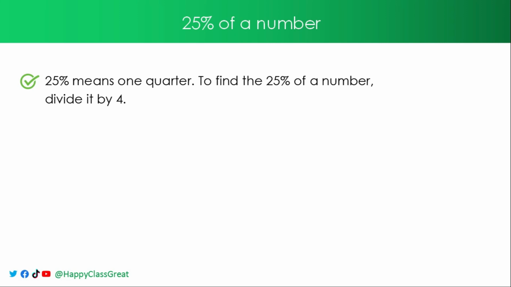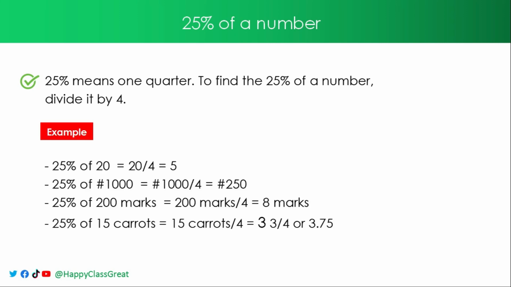That means someone says you give me 25% of your cake. That means you have to divide the cake into 4, and that person will take 1/4. That person will take 1 out of the 4. You understand? So 25% of 20 now is 5. 25% of 1000 naira is 250 naira. 25% of 200 marks is 50 marks, and 25% of 15 carrots is 3.75 carrots.